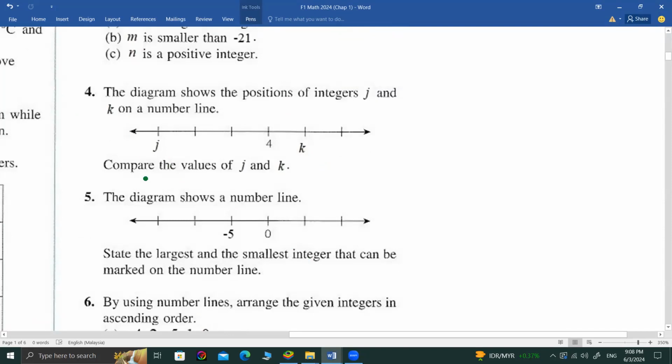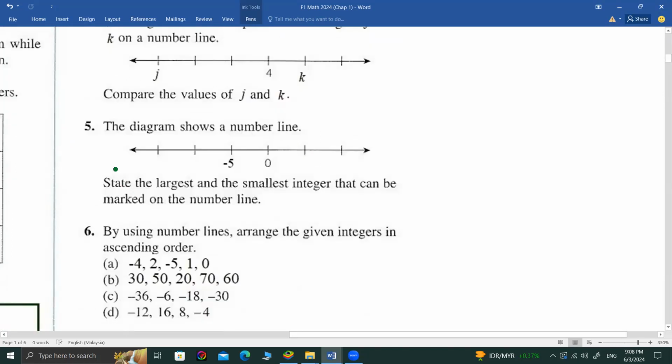Understand when you see the word compare? 听了呢？注意啊，看到 compare 这个字啊。Next, the diagram shows a number line. State the largest and the smallest integer that can be marked on the number line. Then, this one is the biggest, the largest. This one is the smallest.